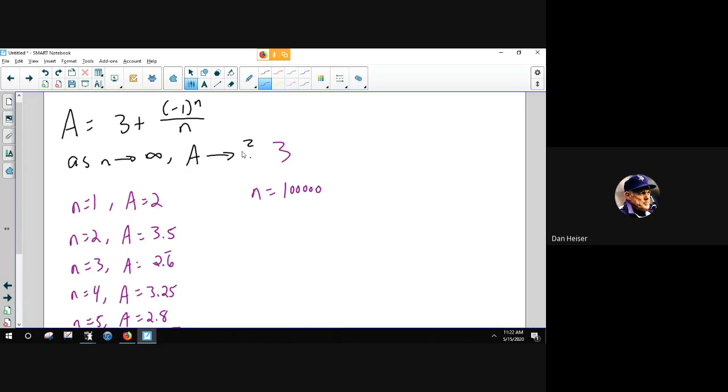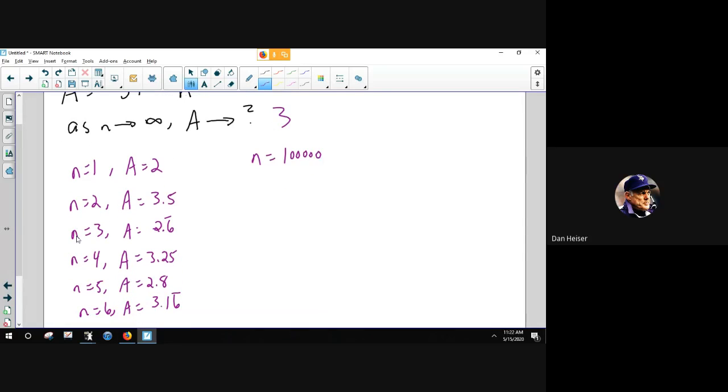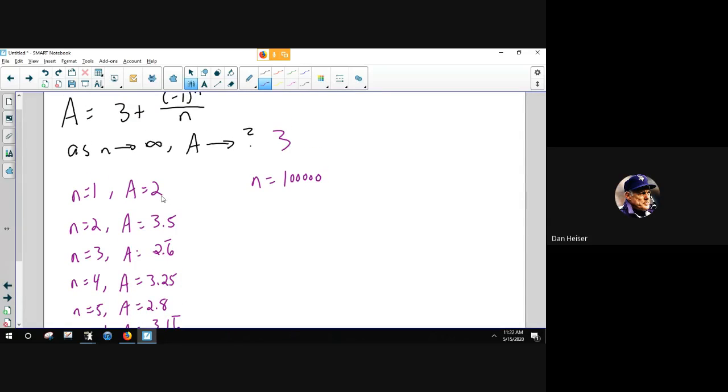The bigger n gets, the smaller this gets. So we're adding less and less and less, or in the case of an odd value of n, we're subtracting less and less and less. So as n grows, it will approach 3 from both sides.